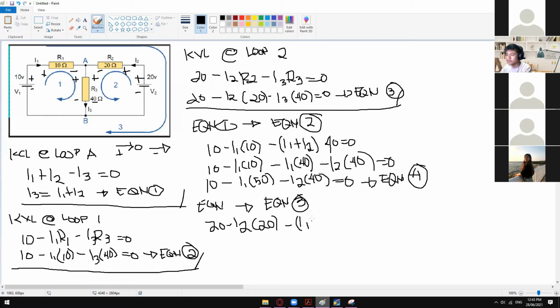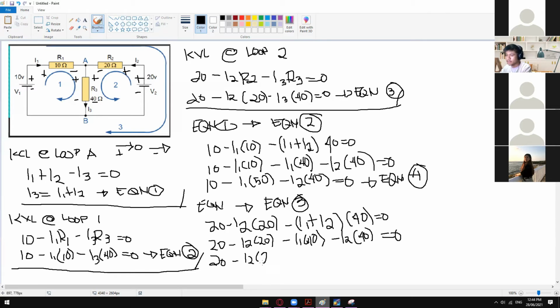I1, so minus I1 plus I2 times 40 is equal to 0. Okay, and then just simplify this one a little bit more. So this one will become 20 minus I2 times 20 minus I1 times 40 minus I2 times 40 is equal to 0. So this one will become 20 minus, so we have 2I2, so 20 plus 40.